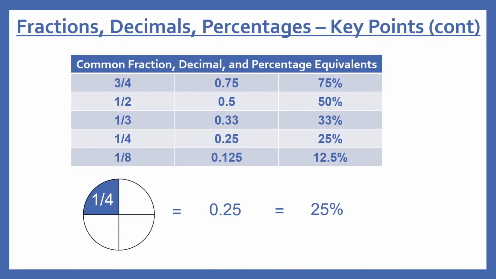And you can see an example here with our 1/4. It's drawn as the pie. We have one part out of the 4 equal parts shaded, and that would be equal to 0.25, and that equals 25%, just to give you a little more visual there.